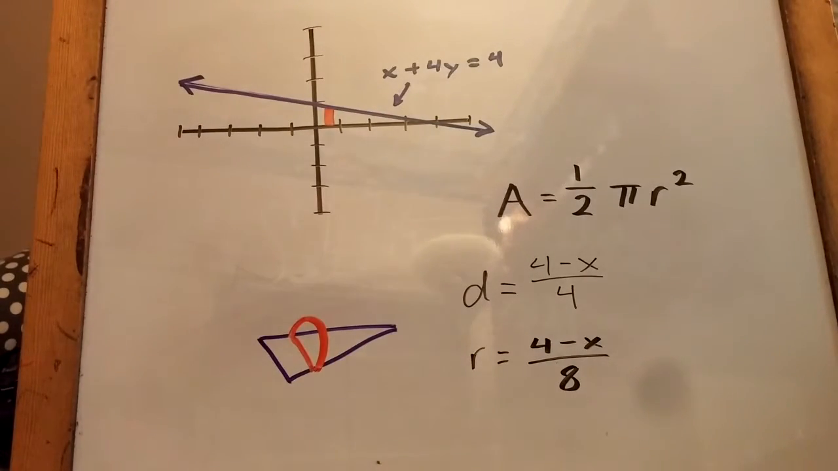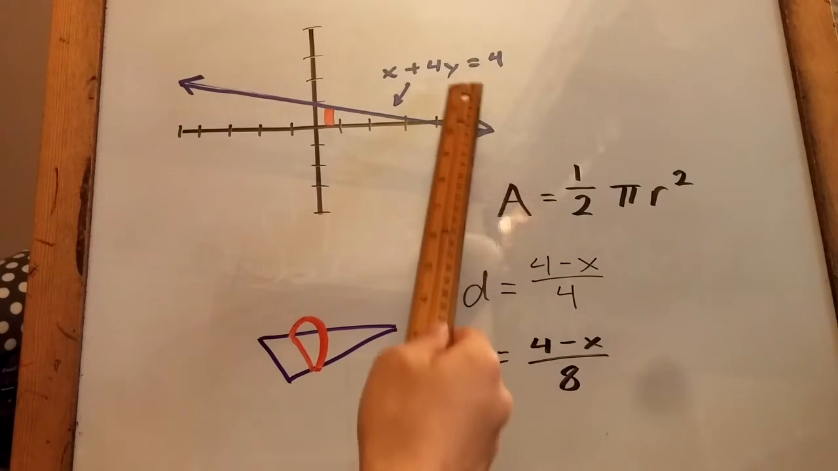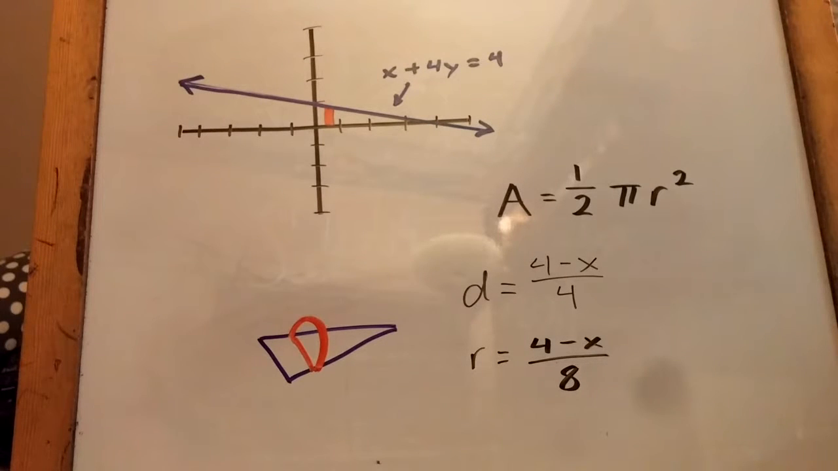So first things first, we gotta find the diameter, and the diameter of this is (4 - x)/4. You could find that using this function right here on the top. And the radius of that, you just have to multiply by 1/2. So if you multiply by 1/2, the radius is (4 - x)/8.